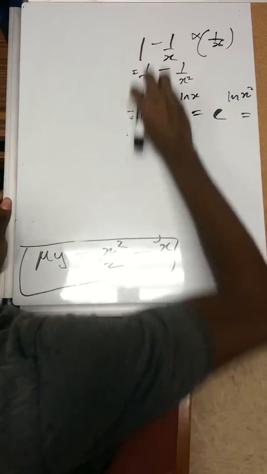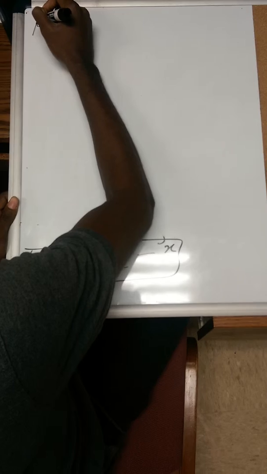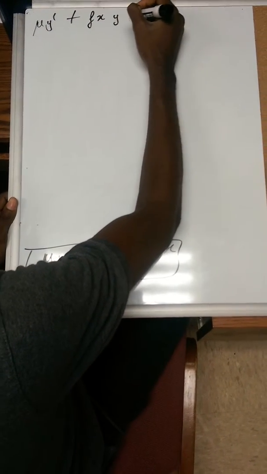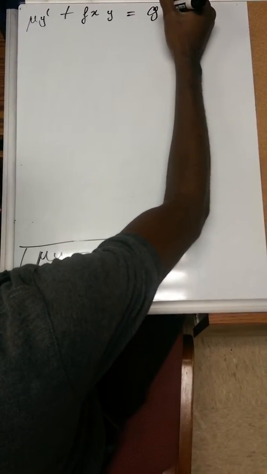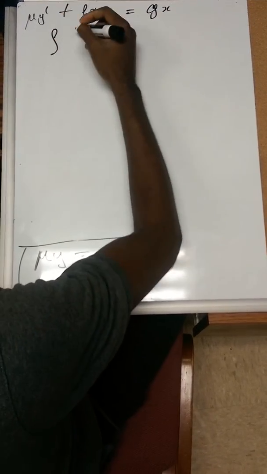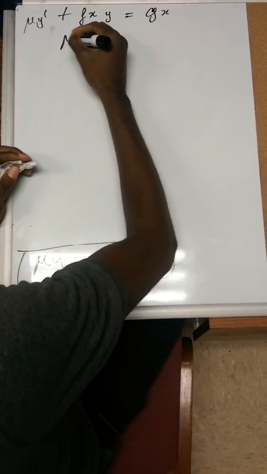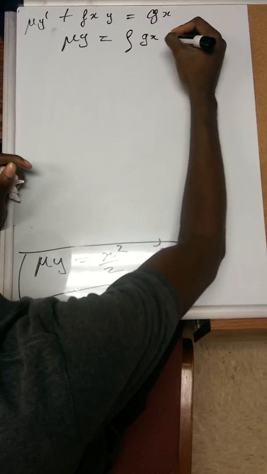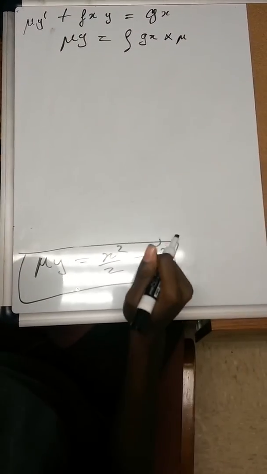Some of the things in this video you do not have to understand, but just understand that for any function in the form mu y prime plus f of x times y equals g of x, the integral of mu y is always going to be equal to the integral of g of x times mu. Okay, so we got that down?